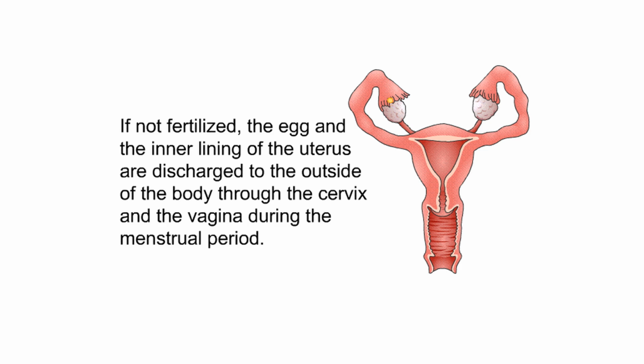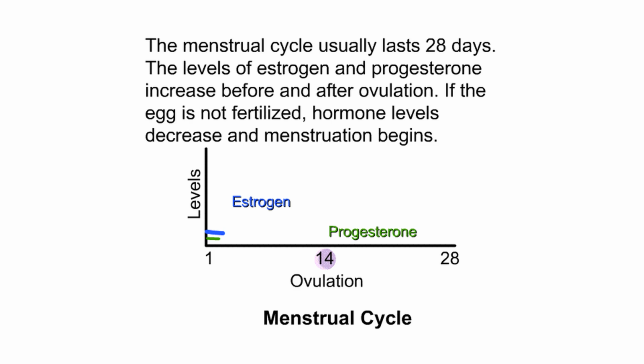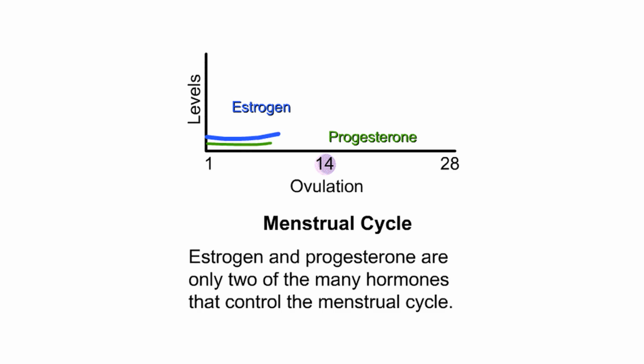If not fertilized, the egg and the inner lining of the uterus are discharged to the outside of the body through the cervix and the vagina during the menstrual period. The menstrual cycle usually lasts 28 days. The levels of estrogen and progesterone increase before and after ovulation. If the egg is not fertilized, hormone levels decrease and menstruation begins. Estrogen and progesterone are only two of the many hormones that control the menstrual cycle.